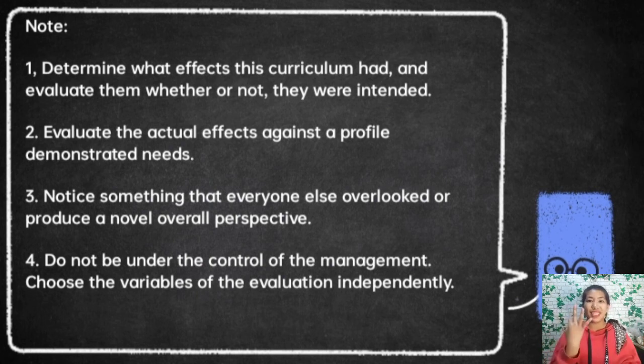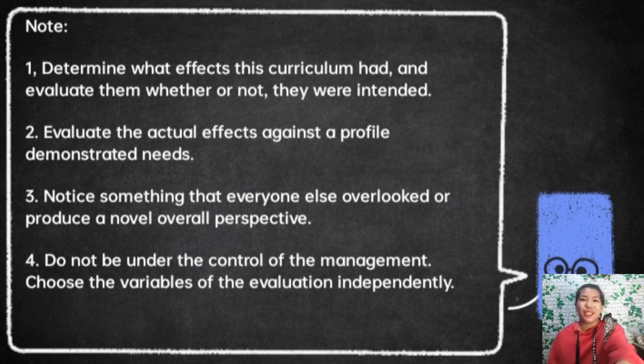Number three, notice something that everyone else overlooked, or produce a novel overall perspective. In this one, we have to be meticulous whenever we're evaluating someone, because there might be something that was not noticed during the evaluation. So as an evaluator, we have to be meticulous on that, or we have to notice every nook like that.